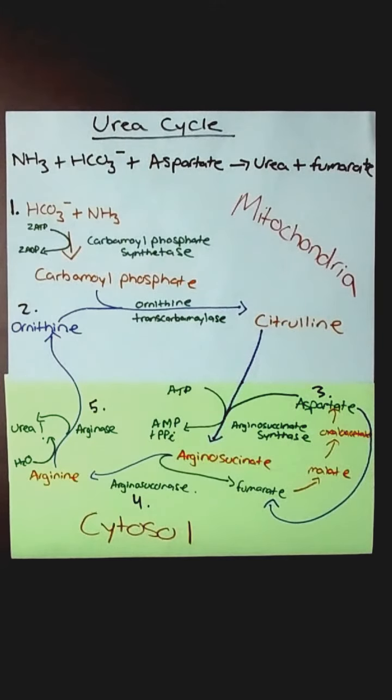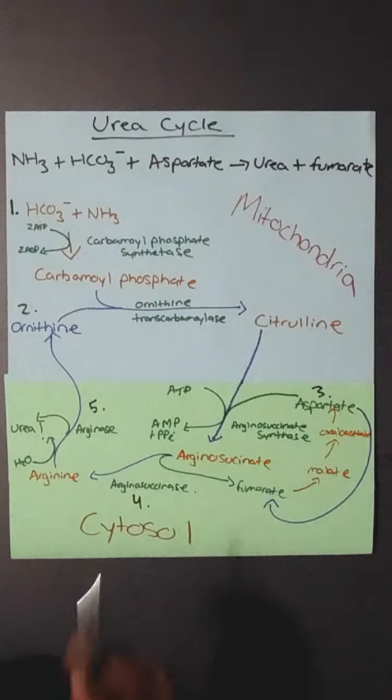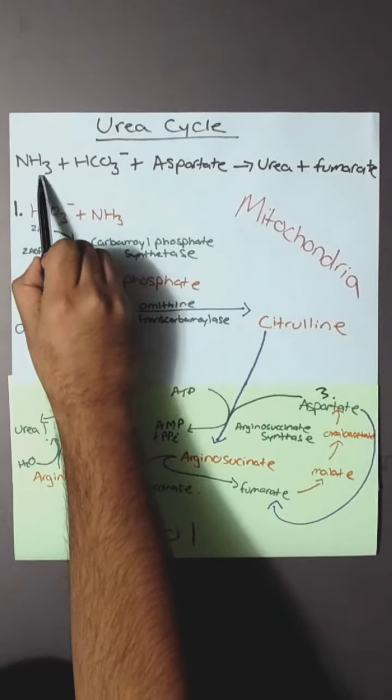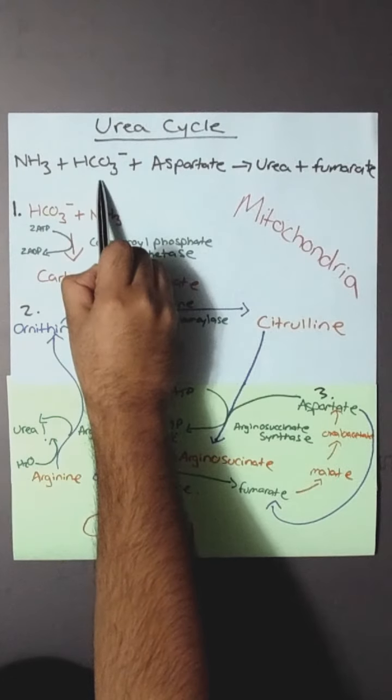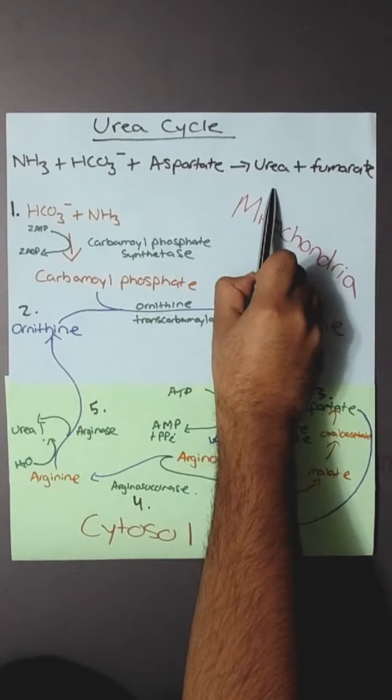However, ammonia is quite toxic and needs to be removed. The ammonia is scooped up immediately by the urea cycle in the liver, which converts it to a much less toxic metabolite called urea. Urea is released into the circulation, then eliminated through the kidneys. The overall reaction for the urea cycle is ammonia plus bicarbonate plus aspartate makes urea and fumarate.